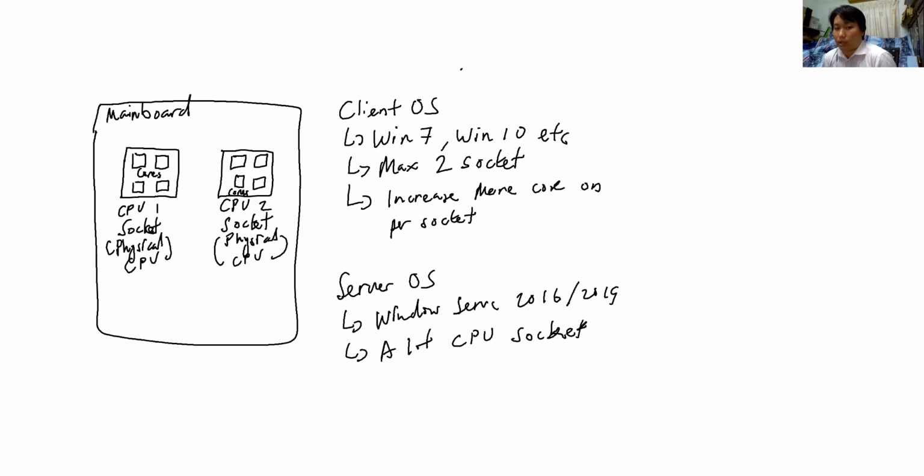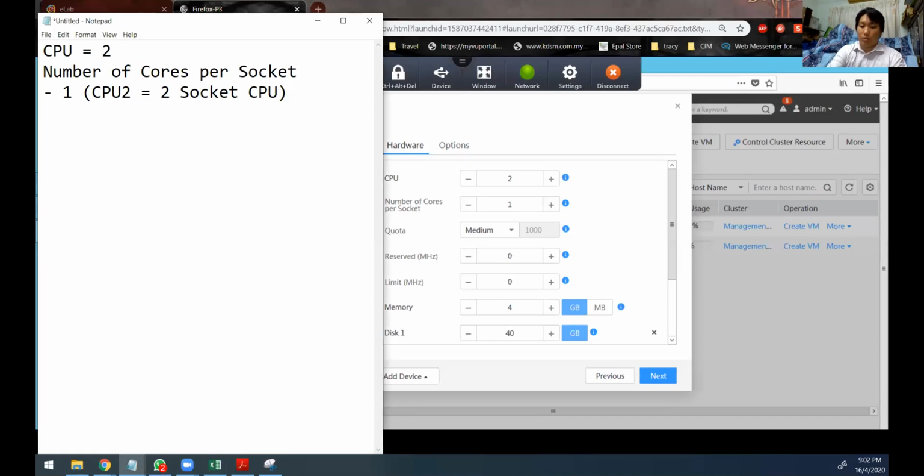Because your client OS can support only 2 sockets maximum. So if you plan to create a 4-core CPU for your virtual machine, I should put in the number of cores per socket equal to maybe 4, for example. Then it will in turn become 1 CPU with 4 cores.